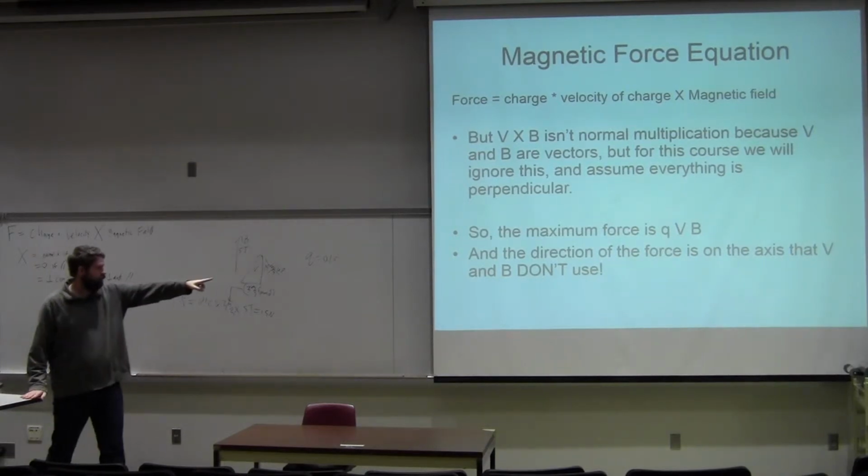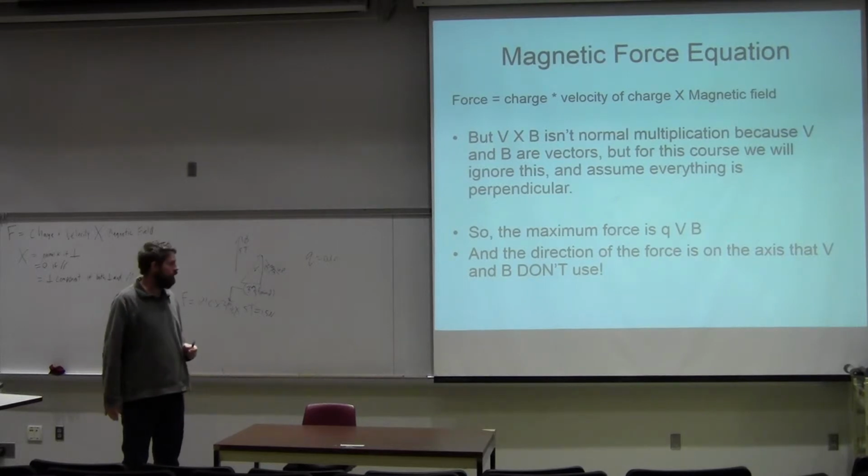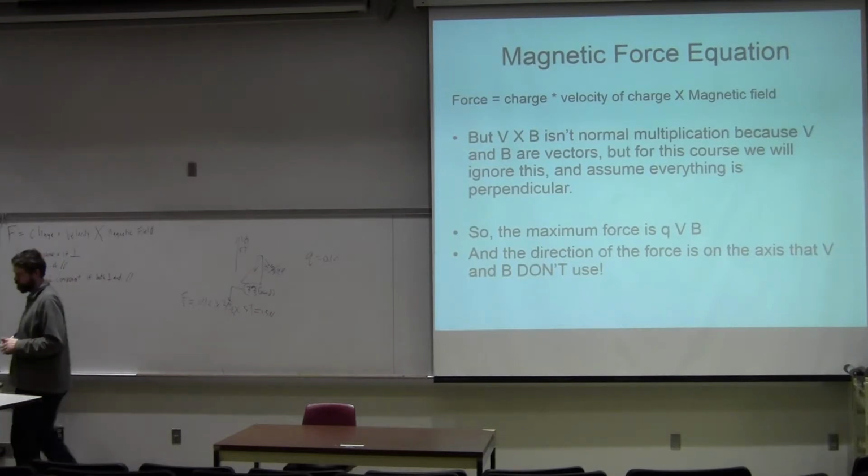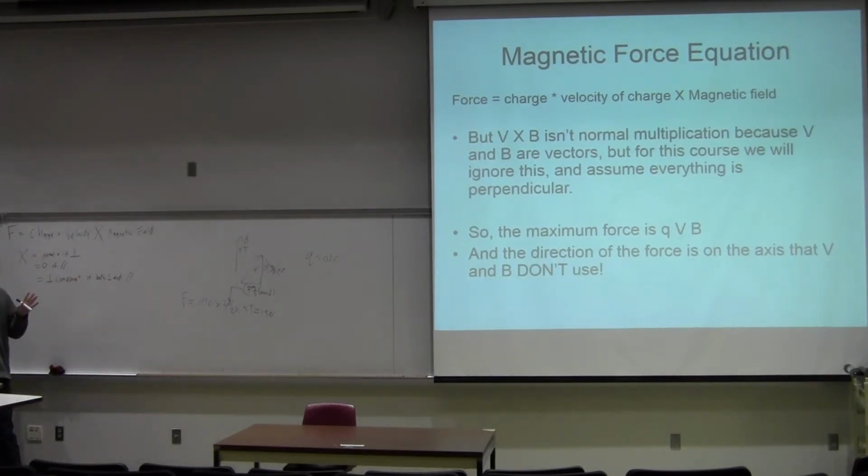So again, the direction of force is the axis that V and B do not use. That's the only way to get the direction, the axis of the direction of the force, which is the only thing we're going to do in this class. Okay. Hopefully that makes a little bit of sense.